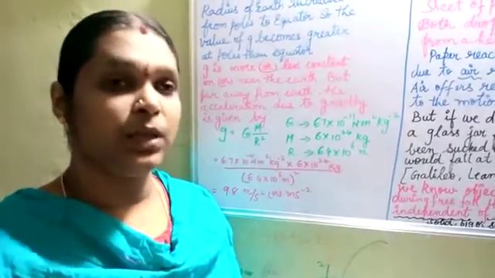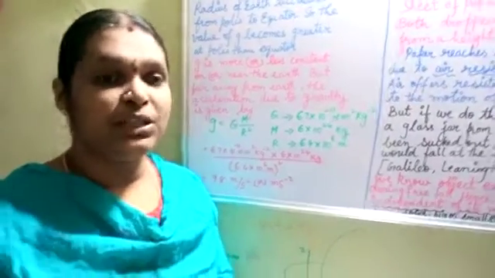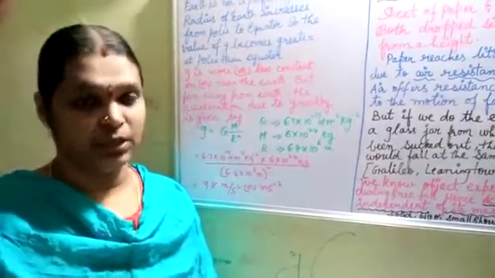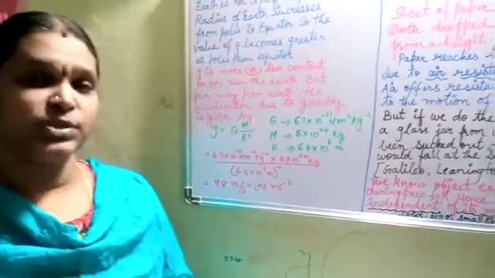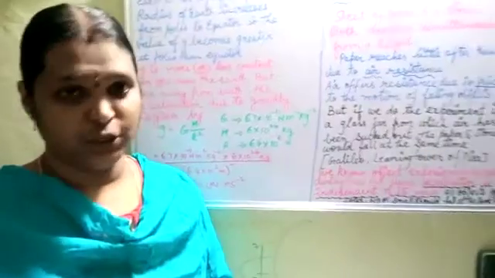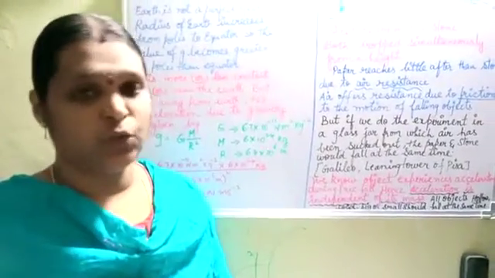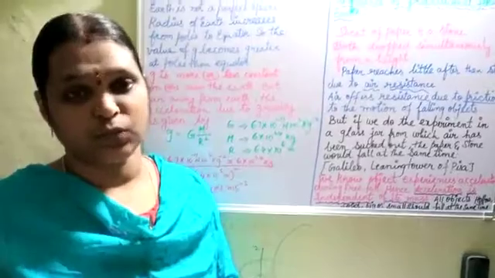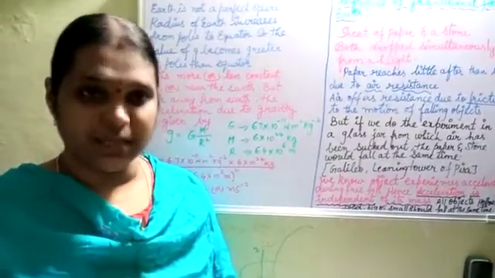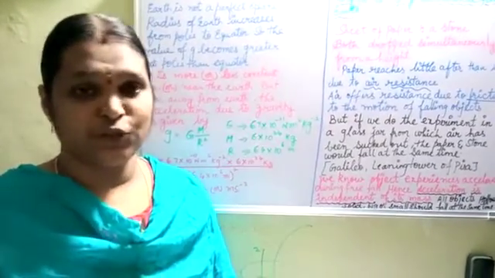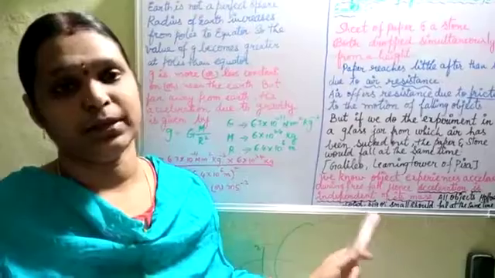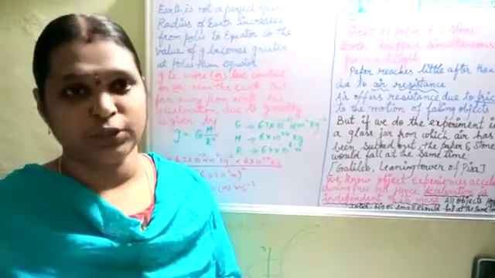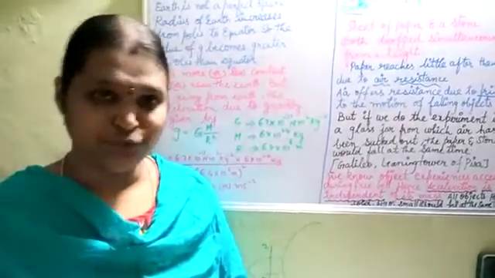This holds good for all the three equations of motion. So what are those three equations, children? v is equal to u plus at, s is equal to ut plus half at square, and v square minus u square is equal to 2as. All the three equations of motion will have this acceleration due to gravity also.